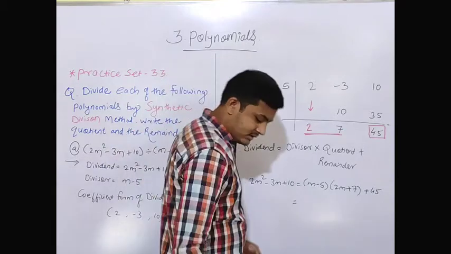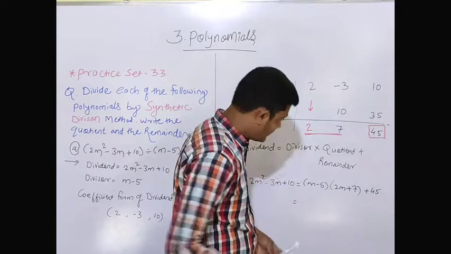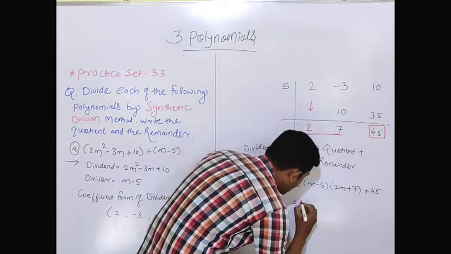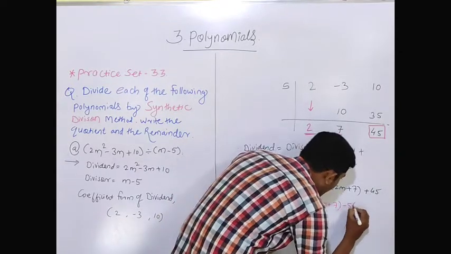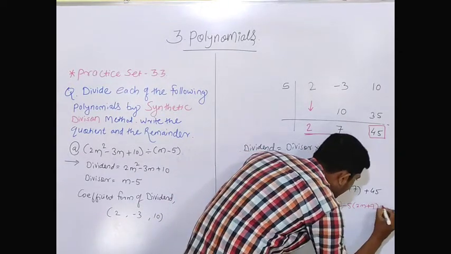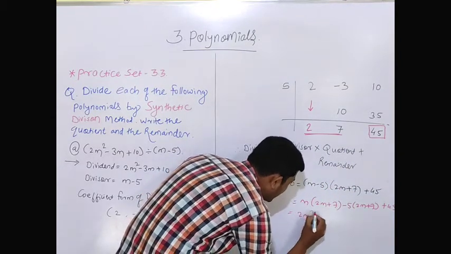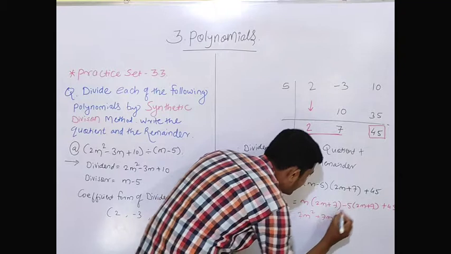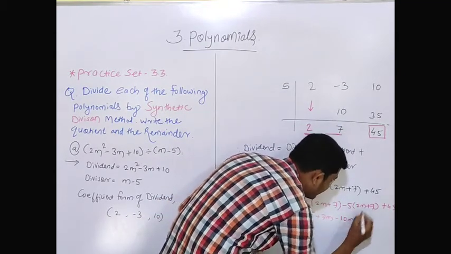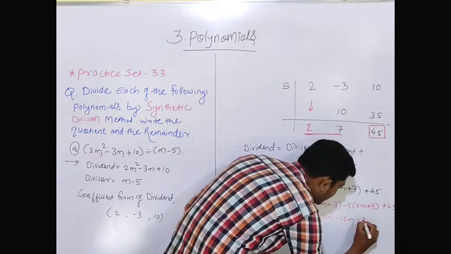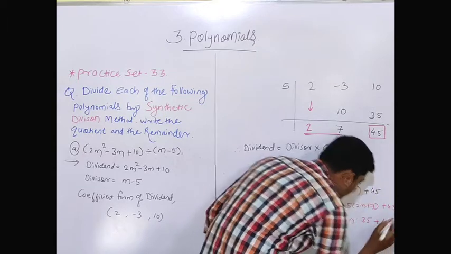Let's verify it. m will multiply to 2m plus 7. Again minus 5 will multiply to 2m plus 7, and this 45 as it is. Now m into 2 is 2m square, plus 7m, minus 5 into 2 is minus 10m, minus 35. Minus 5 into 7 is minus 35, plus 45.